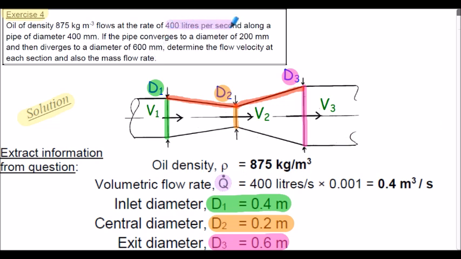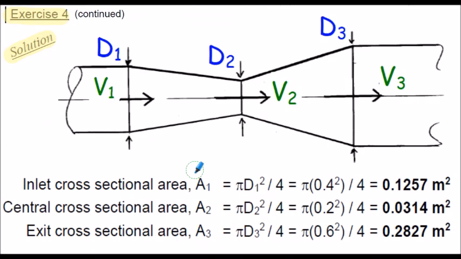Note when extracting the information from the question, the volumetric flow rate Q dot was stated at 400 litres per second. That's been converted into meters cubed per second for our calculations. The mass density of the oil was also given in the question. So that's the information extracted from the question. In this slide we calculate the cross-sectional areas at A1, shown here, A2, shown here, and A3, shown here.